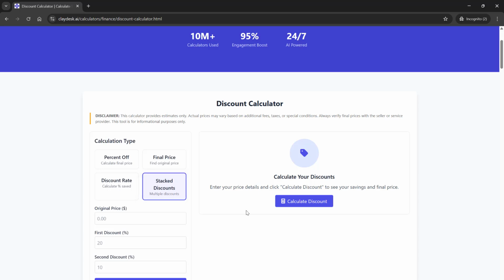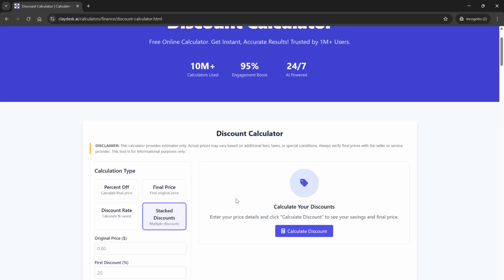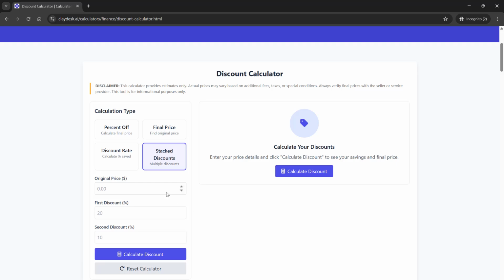Unlike other calculators, which simply provide a single type of calculation, our calculators have multiple types, so you don't have to go anywhere else. You can just simply stay here. So let's go ahead and demonstrate.